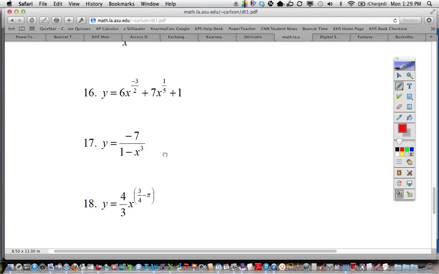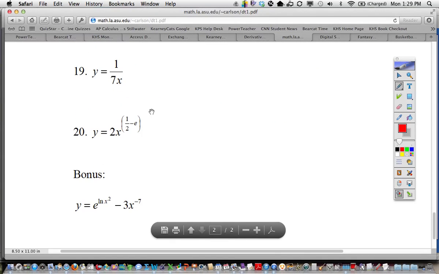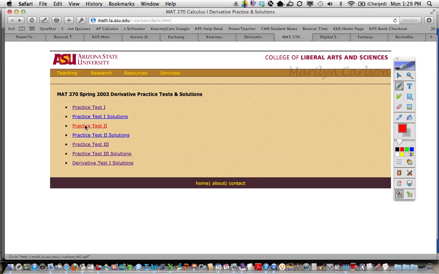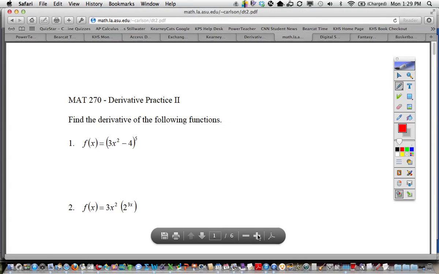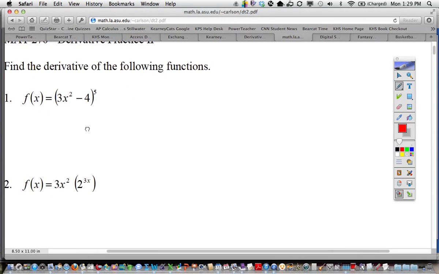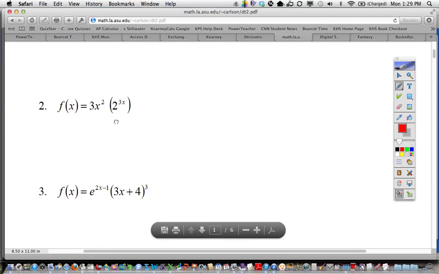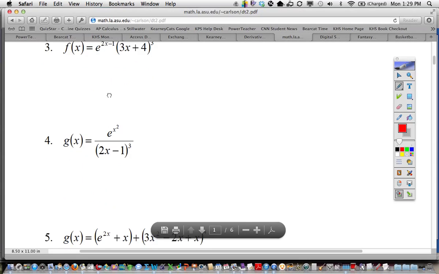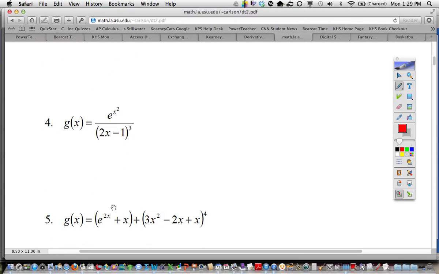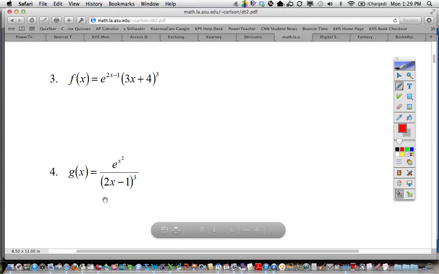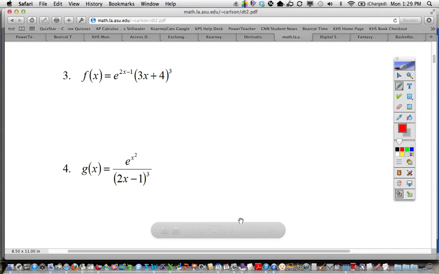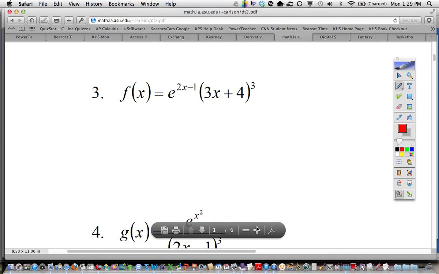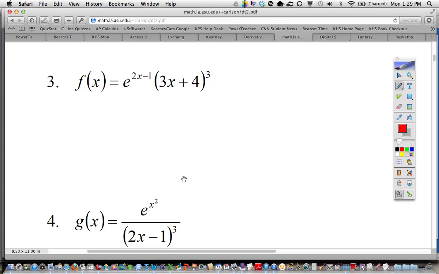Okay, I think that's pretty much it on that one. Again, there's some other ones you could do. But let's back up. That was test 1. So test 2 gets a little trickier. Now we start getting into some more chain rule. So let's do one of those. Do number 3 here.